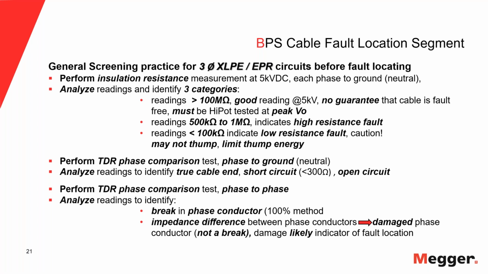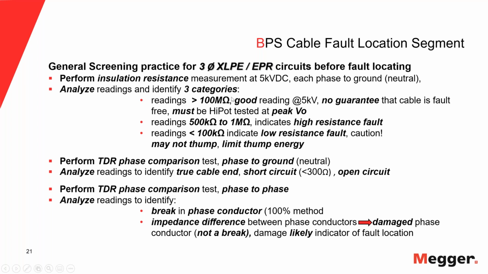So one of the tests is we perform an insulation resistance test, let's say maybe at 5 kV, each phase to ground. And so we analyze the results, and look for that the results will fall in 3 different categories. Either we have a fairly high insulation resistance, and high, I'm saying above 100 megohms. That would typically indicate a good insulation resistance. Even some of the solid dielectric cables, they could go much higher. But this is on the lower end really of the solid dielectric cables.